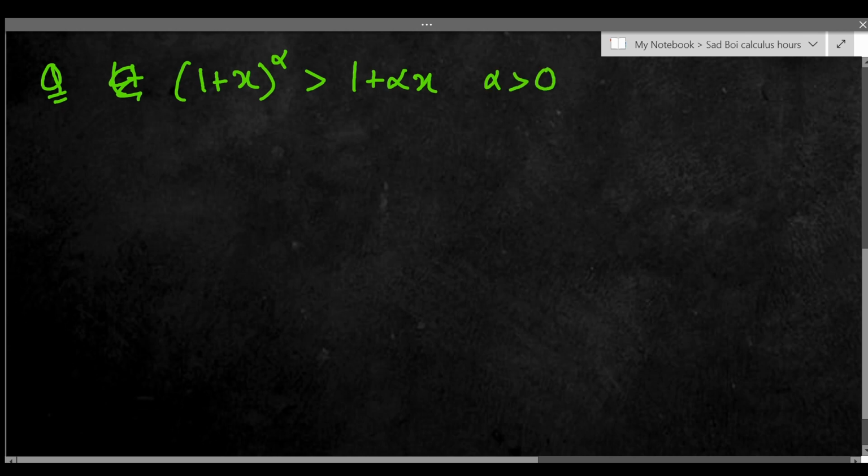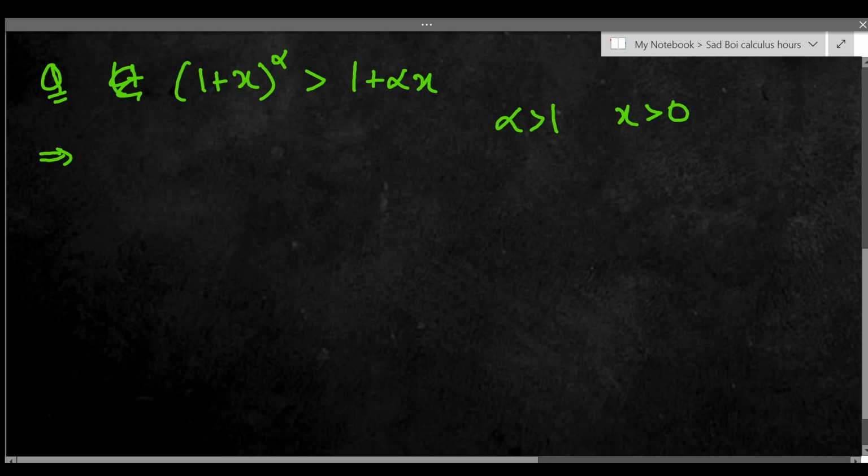Now let's move on to our next question. The question says that you have the inequality 1 plus x to the power alpha greater than 1 plus alpha x, and the question says that alpha is always greater than 1 and x is always greater than 0. Prove that this inequality is true.